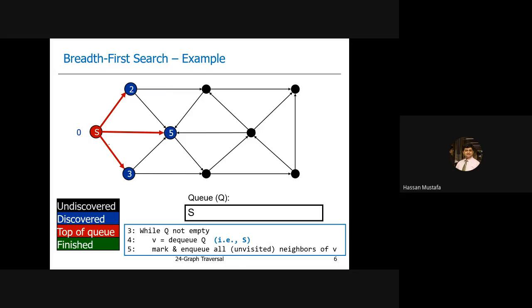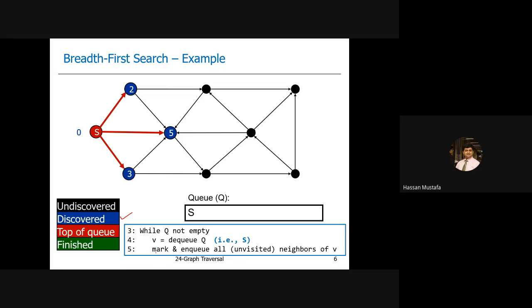So in the while loop, what I would do is dequeue this node from the queue, and then mark and enqueue all the unvisited neighbors. So all those black nodes that were neighbors of S. This is a directed graph, so neighbors are 2, 5, and 3. I mark them discovered. They are now newly discovered nodes.